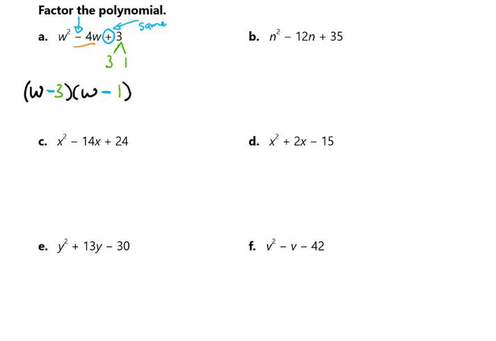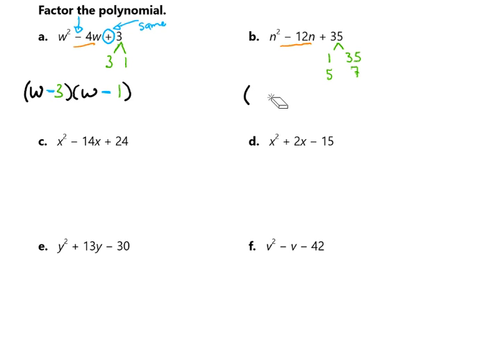Let's do our next example. Here we have n squared minus 12n plus 35. So we're looking for two numbers that will multiply to 35, but add to a negative 12. So if I needed to, I could list all of the different factors that would make 35 if I didn't know that 5 and 7 were what I needed. So we're going to choose 5 and 7 because 5 plus 7 is 12, which is what we need.